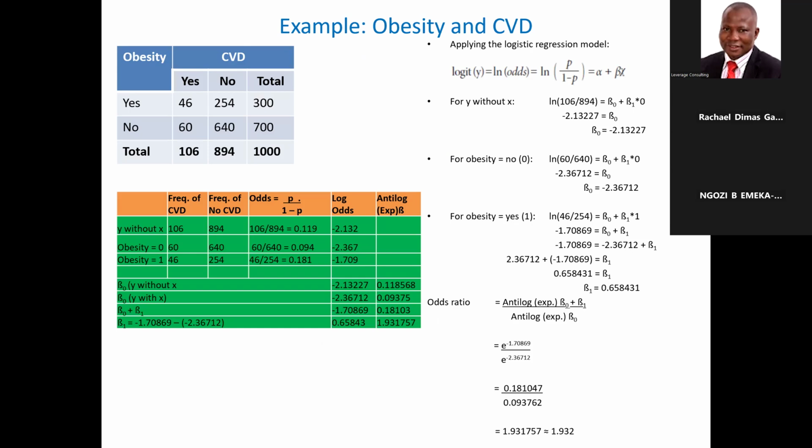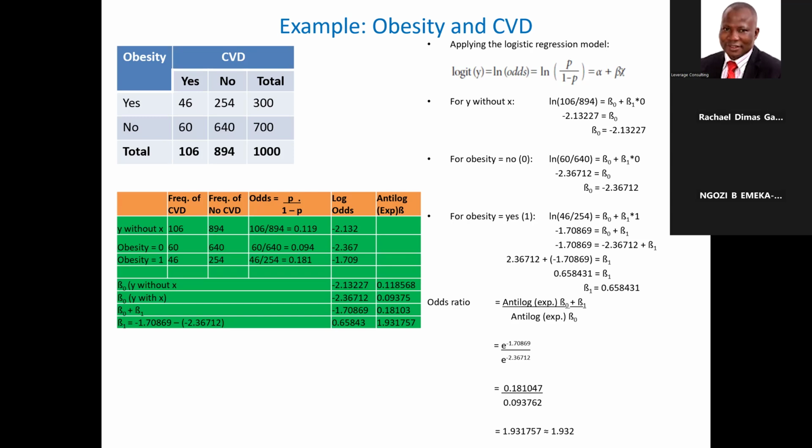This is an example of obesity and cardiovascular disease, CVD. The exposure is obesity, either obese or not, yes or no. This is just a simple logistic model, where of course the outcome is dichotomous, that is cardiovascular disease, yes or no. The exposure is also incidentally dichotomous: obesity, yes or no. This is a simple one.